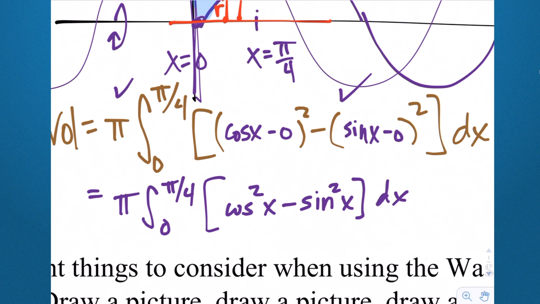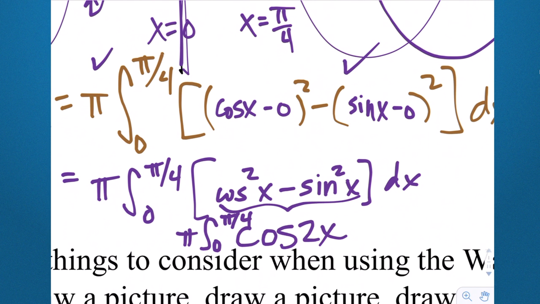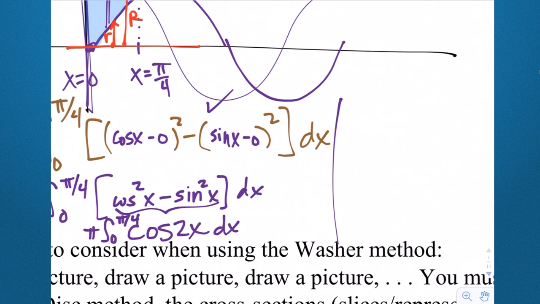If I had to do it by hand, we would have to use the power reducing identity for both cosine and sine. What is this equal to? It's cosine of 2x. Yeah. So here's one of those times where, if we didn't have a calculator at our disposal, knowing that identity makes it easy.